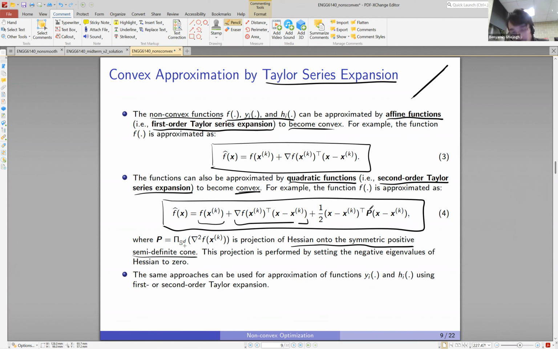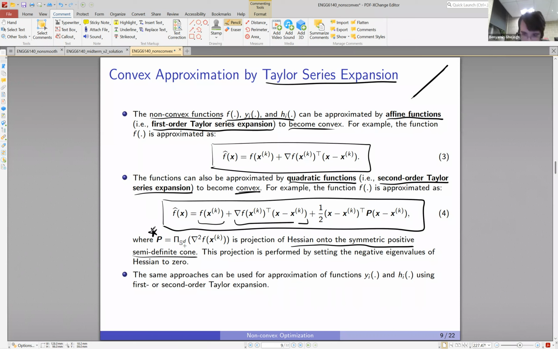So first off, we need to have the Hessian here because it's a second order derivative in the second order Taylor series expansion. In the first term, we have the function. In the second term, we have the gradient. And in the third term, we have the Hessian. But the Hessian, we know, needs to be positive semi-definite by definition. Therefore, if it's not, we need to project it onto the positive semi-definite cone. How do we do that?